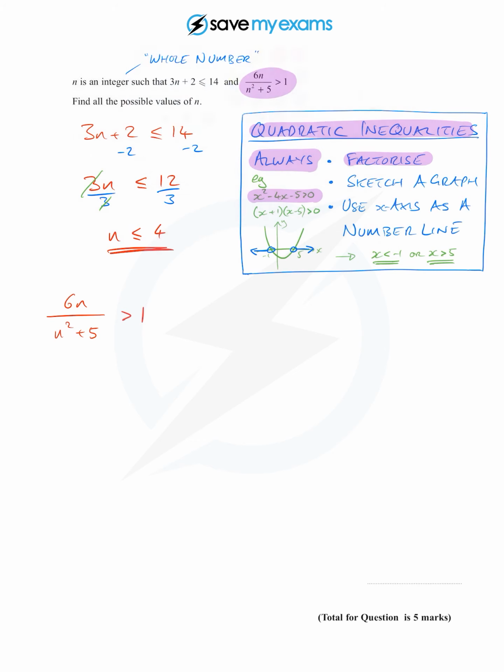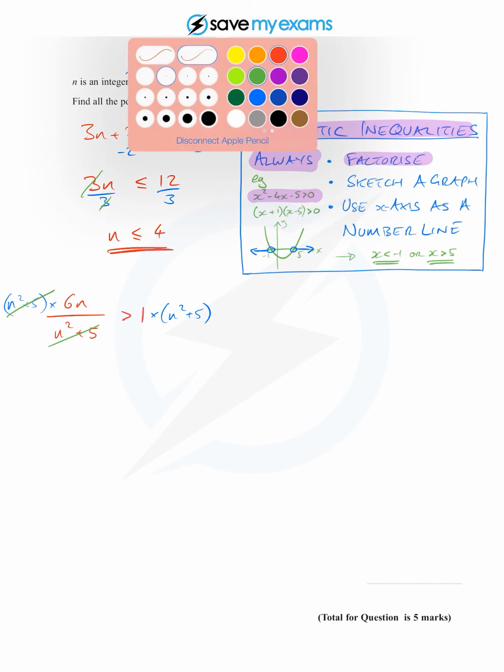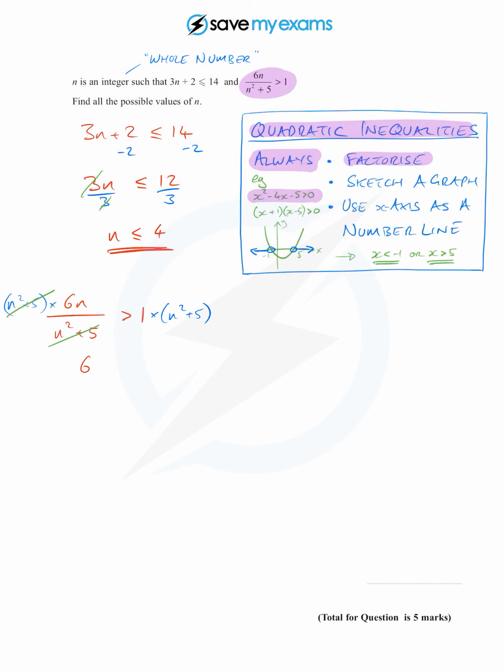So how do we solve this one? Well, we get rid of fractions, and there is a thing on the bottom. So we multiply the right-hand side by n squared plus 5, and we multiply the left-hand side by n squared plus 5 as well. And of course, as above, the whole point of multiplying or dividing or whatever is that something disappears. And I've got rid of the n squared plus 5's on the left, and I've just got 6n is greater than, well, 1 times n squared plus 5 is just n squared plus 5.